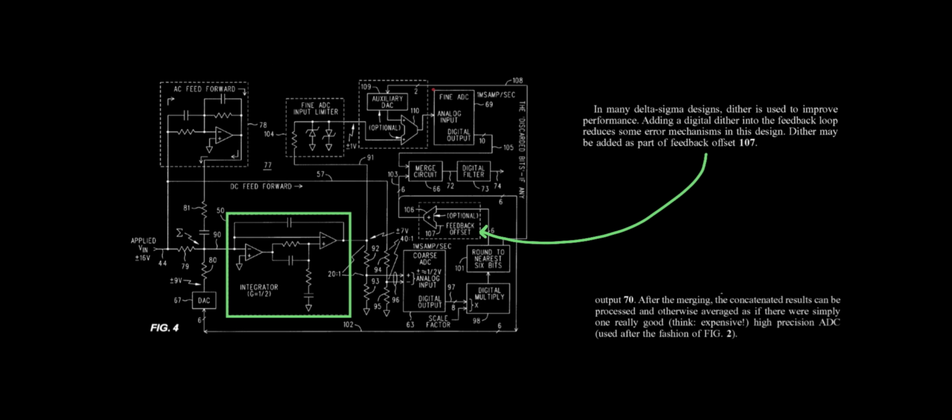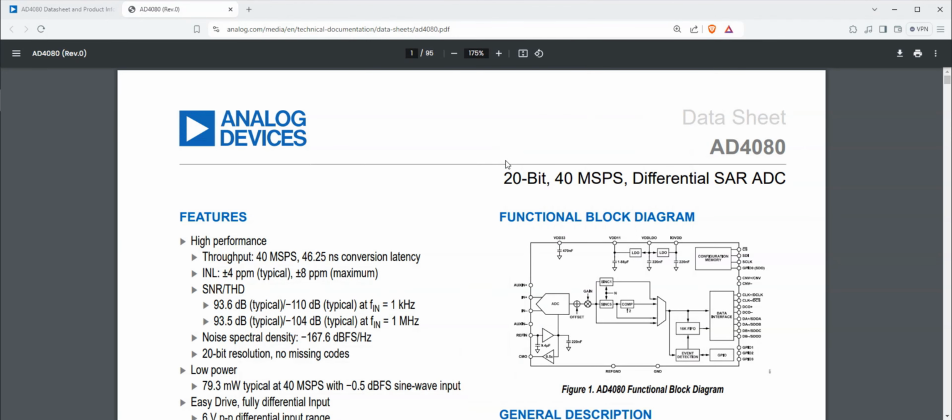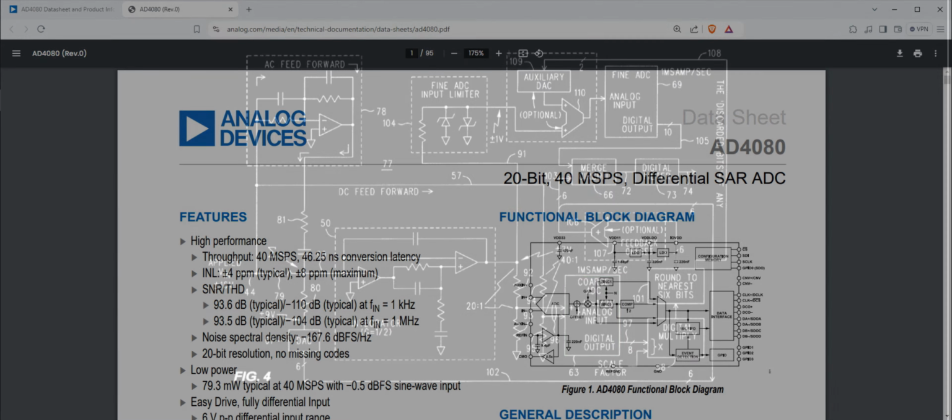Splitting the integrator digitization into fine and coarse paths could also have another reason more grounded in the limitations of semiconductor technology of the time. 16-bit multi-megasample ADCs were probably prohibitively expensive. At this point, I have to mention the fruits of technological progress in the year 2024. ADI just released a 20-bit 40 megasample per second ADC, the AD4080.